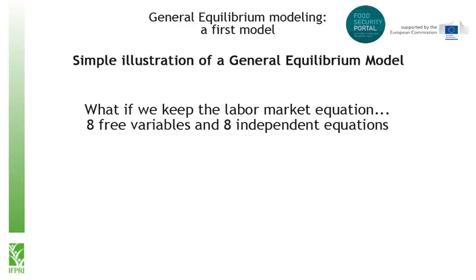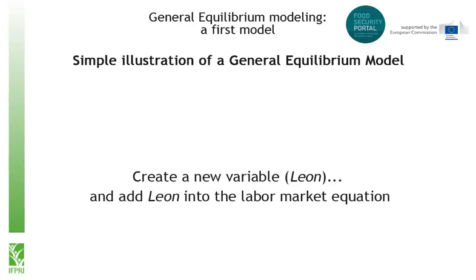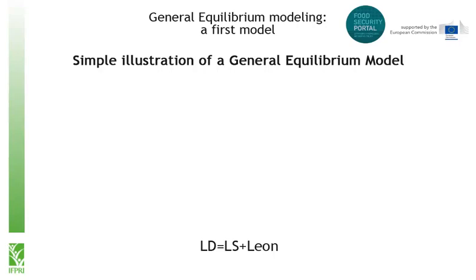How to do that? Well, we can create a new variable. For example, we can call it Léon in honor of Léon Walras, but of course you can choose a different name. And we add this new variable into the labor market equation. So the new labor market equation will be LD is equal to LS plus Léon. And this is really interesting because remember that we have suppressed the variable W and we have just added a new variable, which is Léon. So we have 8 free variables.